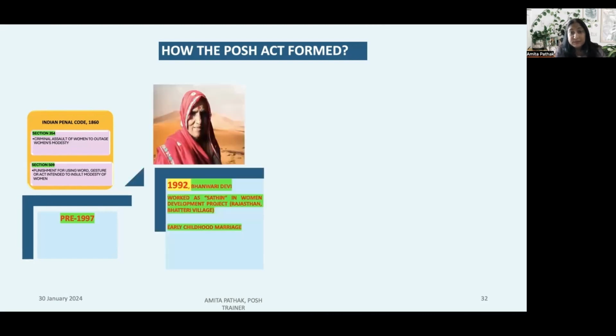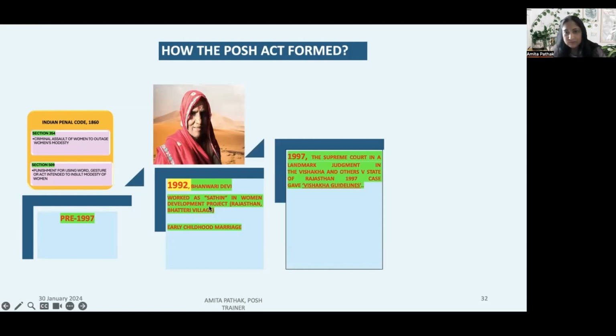Next, let us take a step ahead and understand 1992. This lady is Bhanwari Devi. She was working as a Sathin in the Women in Development project in Bhateri village, Rajasthan. Her job was to stop child marriage. While she was executing her work, she tried to stop the marriage of a one-year-old child, and in return she was raped by men of the superior community. Even when she raised her voice, no action was taken, the accused were released, and the case was just a matter of talk.